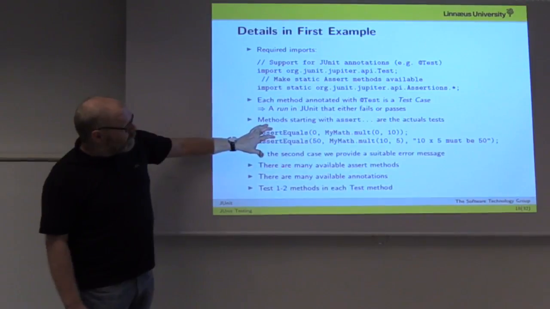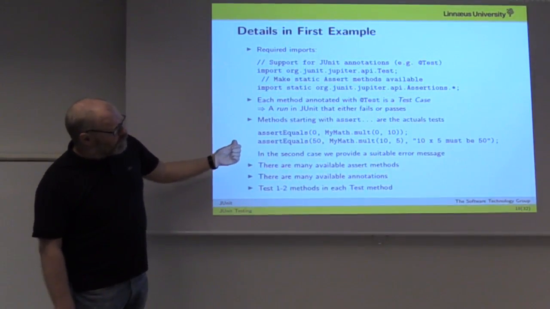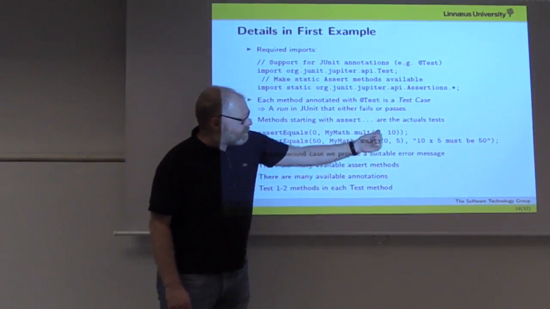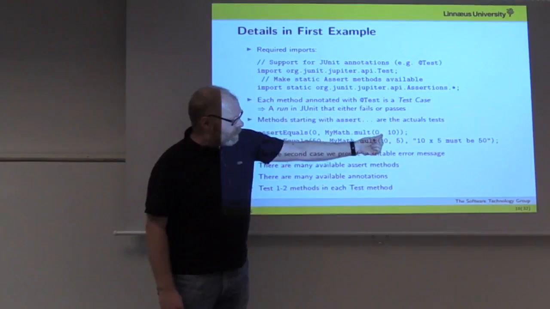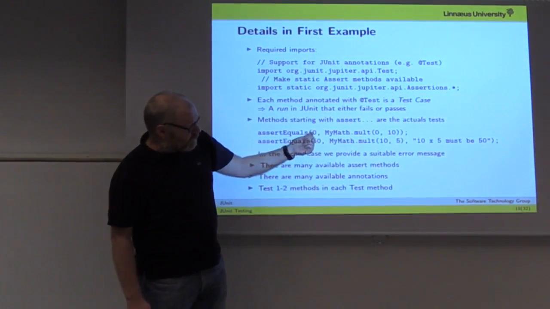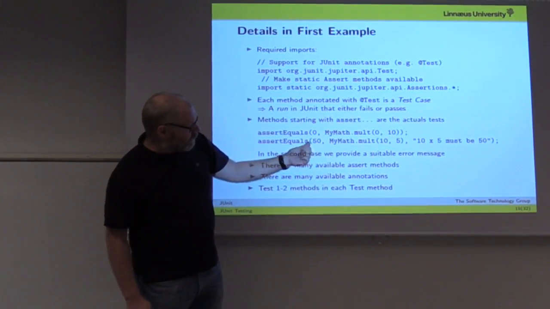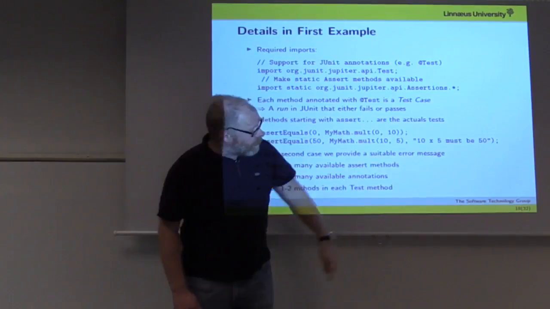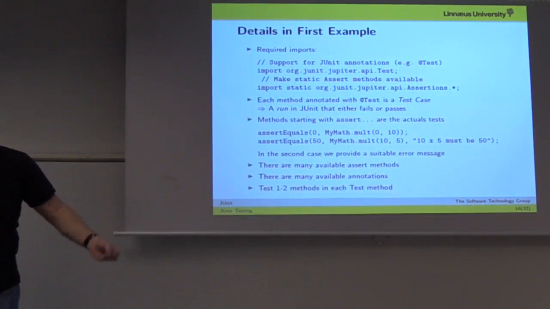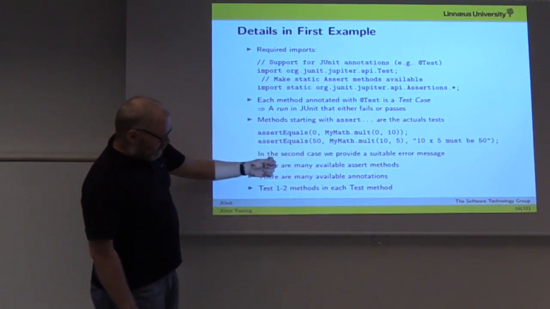We have a number of assert methods, and they are often of 2 different types. Here we are performing an operation on our class, and we expect the result to be 0. Here we expect the result to be 50, but we are adding a comment. This comment is just used if an error shows up.